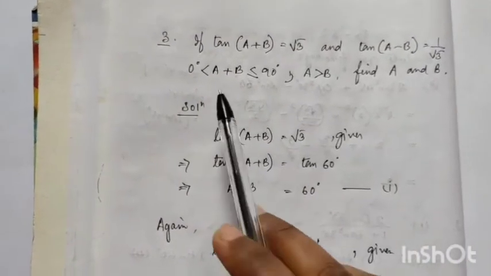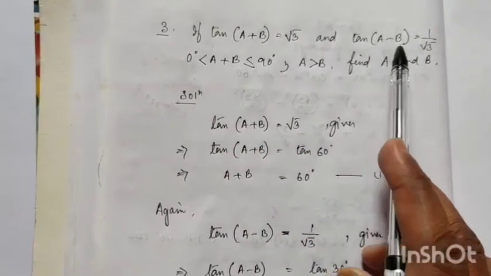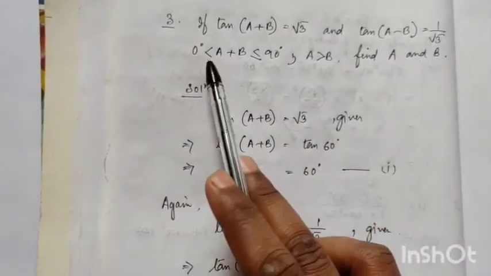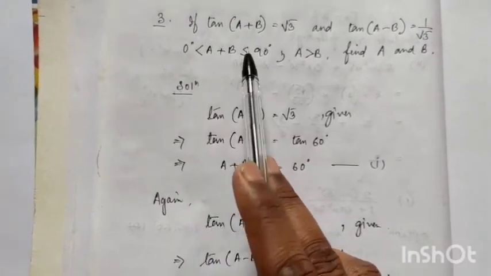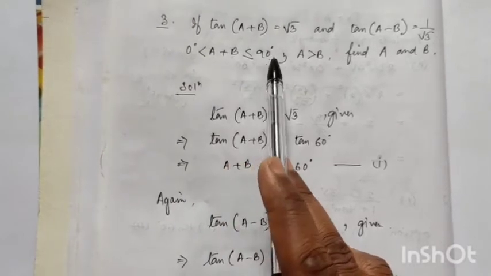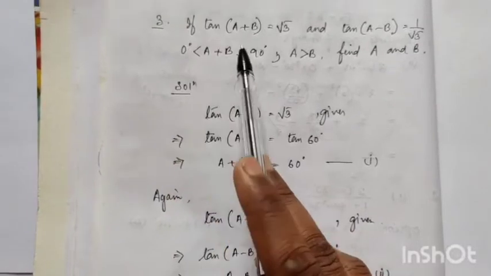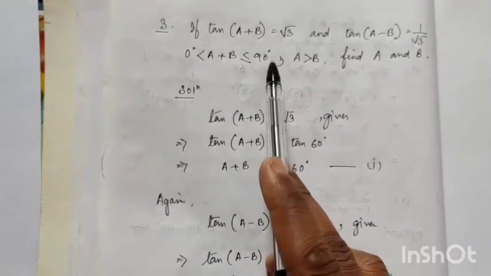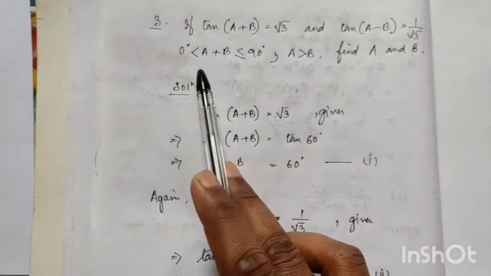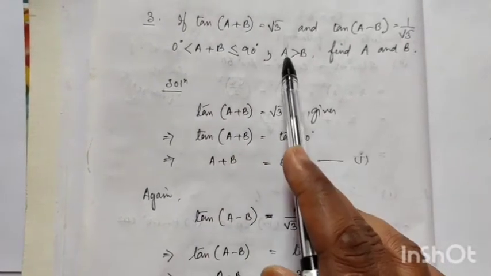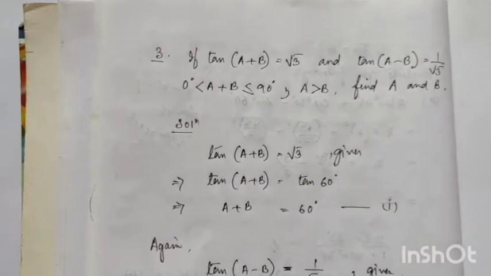such type of question. It is given that tan(a plus b) is equal to root 3 and tan(a minus b) is equal to 1 by root 3, where a plus b is greater than 0 degree and less than or equal to 90 degrees, and a is greater than b. You have to find the values of a and b. So how to solve such type of question?